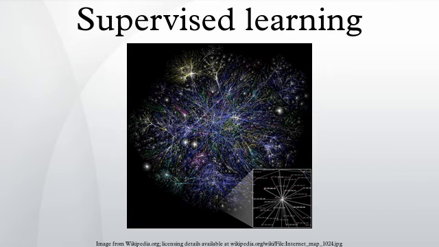examples. An optimal scenario will allow for the algorithm to correctly determine the class labels for unseen instances. This requires the learning algorithm to generalize from the training data to unseen situations in a reasonable way. The parallel task in human and animal psychology is often referred to as concept learning.